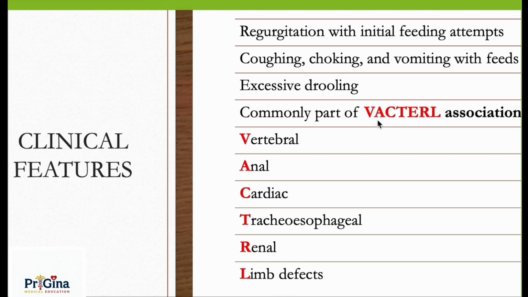VACTERL is just a mnemonic or a short form of remembering other abnormalities that can be associated with TEF, and this is very high yield because they can give you a baby with TEF and then ask you what other screening methods you can use to find any other abnormality associated with the condition. So V stands for vertebral anomalies. We have A for anal anomalies, cardiac anomalies for C. We could also have a renal abnormality or limb defect seen in patients with TEF.